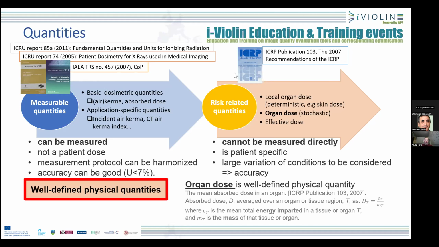There are also other risk-related quantities like effective dose, and there we have some averaging over gender and age or something, and they are not really well defined, and they might change when we have new information and data. But the risk-related quantities cannot be measured directly. They are patient specific in a way, and there is a large variation of conditions which should be considered when we estimate the risk-related quantities. And how we do this kind of consideration will define the accuracy of our estimation.